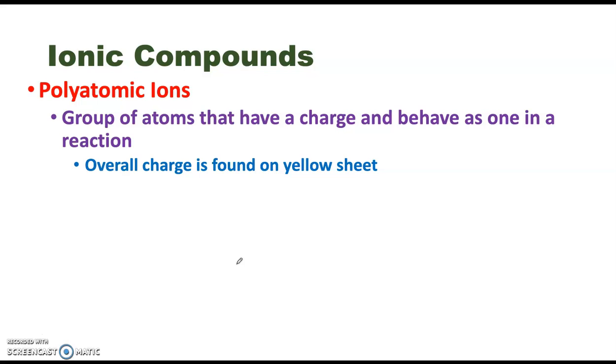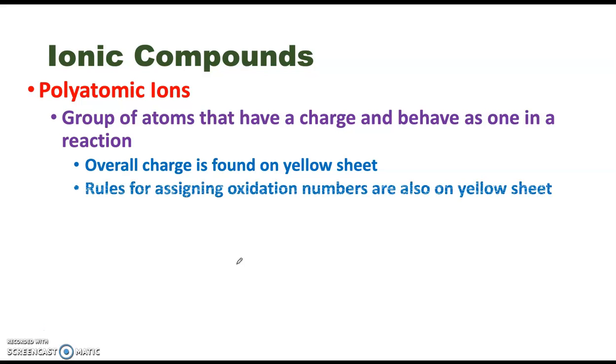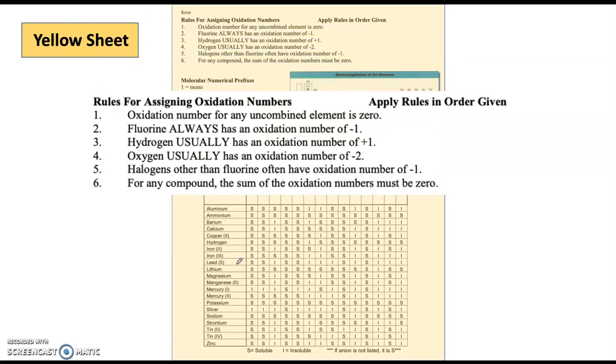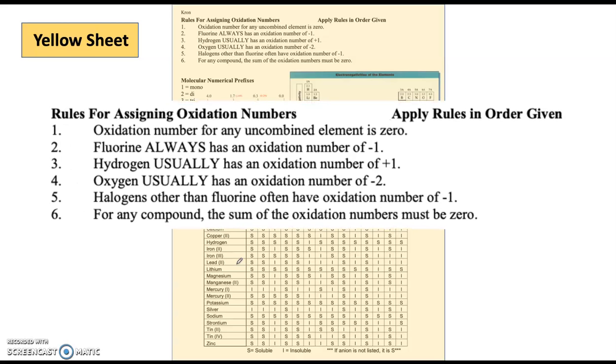So the overall charge is found on your yellow sheet. I'll show you that in a second. The rules for assigning oxidation numbers are also on your yellow sheet. So let's get to those. You should have your yellow sheet out. If you look at the top of the page, here are the rules for assigning oxidation numbers. Apply them in the order that they are written. So you might have a compound where two rules apply and they contradict each other. You follow the top rule first.